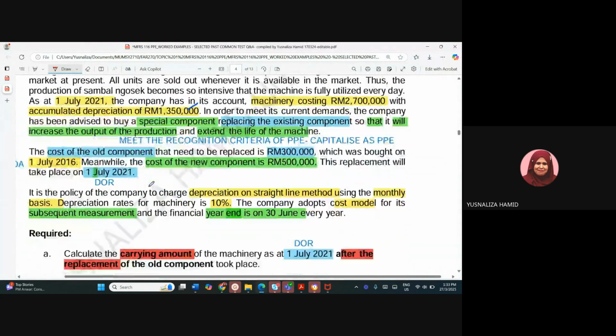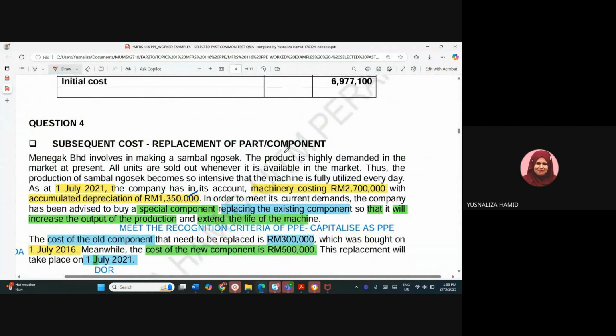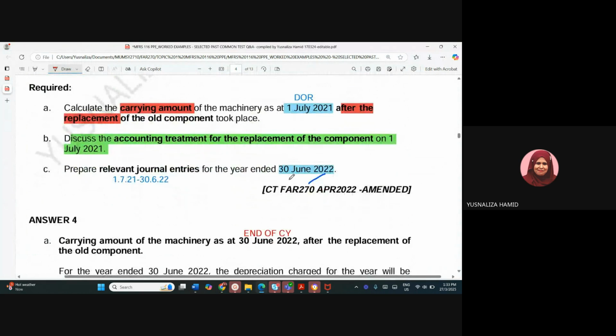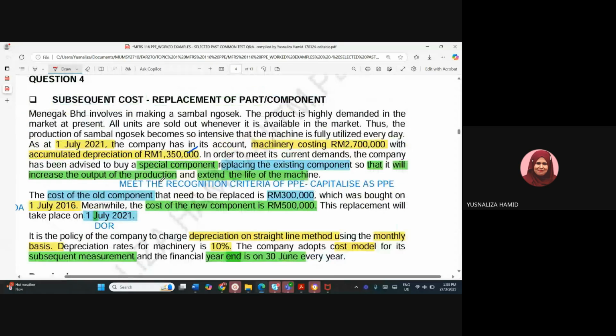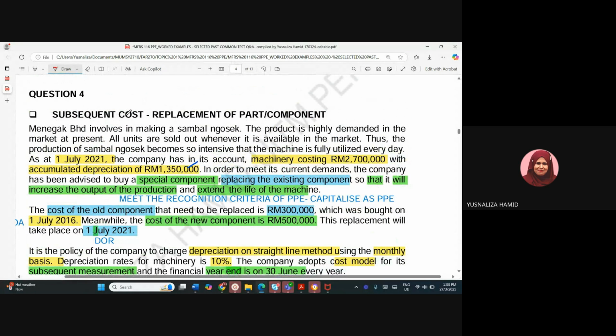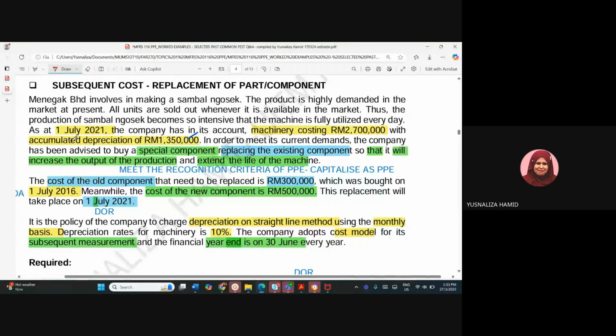Okay, subsequent costs here is on replacement of component. This one is from Common Test April 2022. So after I've done this, you can try part B of most of the common tests, because this is from part B. The common test has four sections. Part A is calculation of initial cost and decision to capitalize or expense off. Part B is on replacement of component or parts. That has been the trend so far.